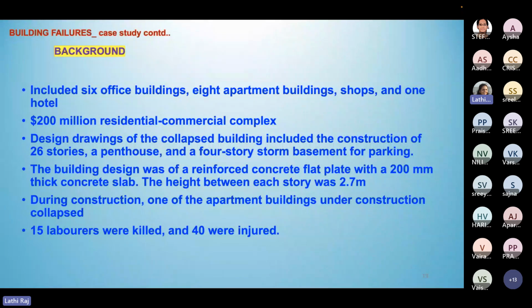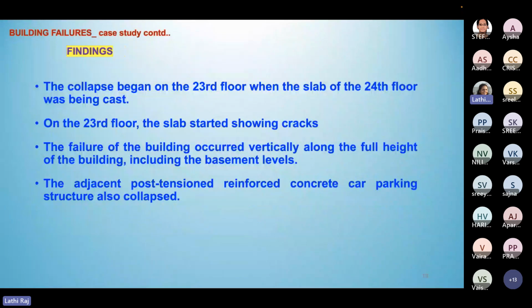This is the background. The findings were that the collapse began on the 23rd floor when the slab of the 24th floor was being cast. On the 23rd floor, the slab started showing cracks. At that time, the 24th floor was being cast. The failure of the building occurred vertically along the full height of the building, including the basement levels. It was like a pack of cards. The adjacent post-tension reinforced concrete car parking structure also collapsed.